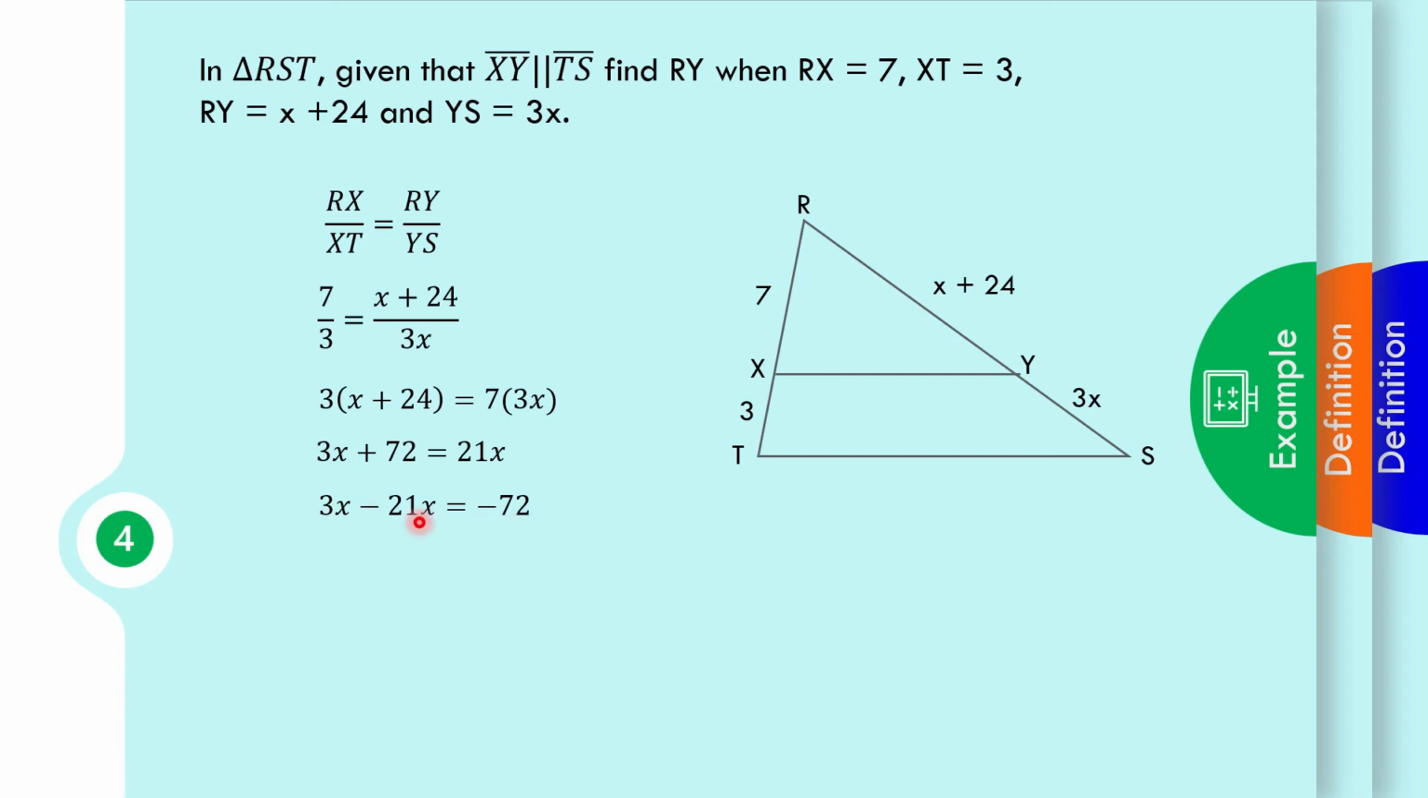Next, let us evaluate this one. We will obtain negative 18x is equal to negative 72. To isolate x here, let us divide both sides by negative 18. Therefore, the value of x is equal to 4.